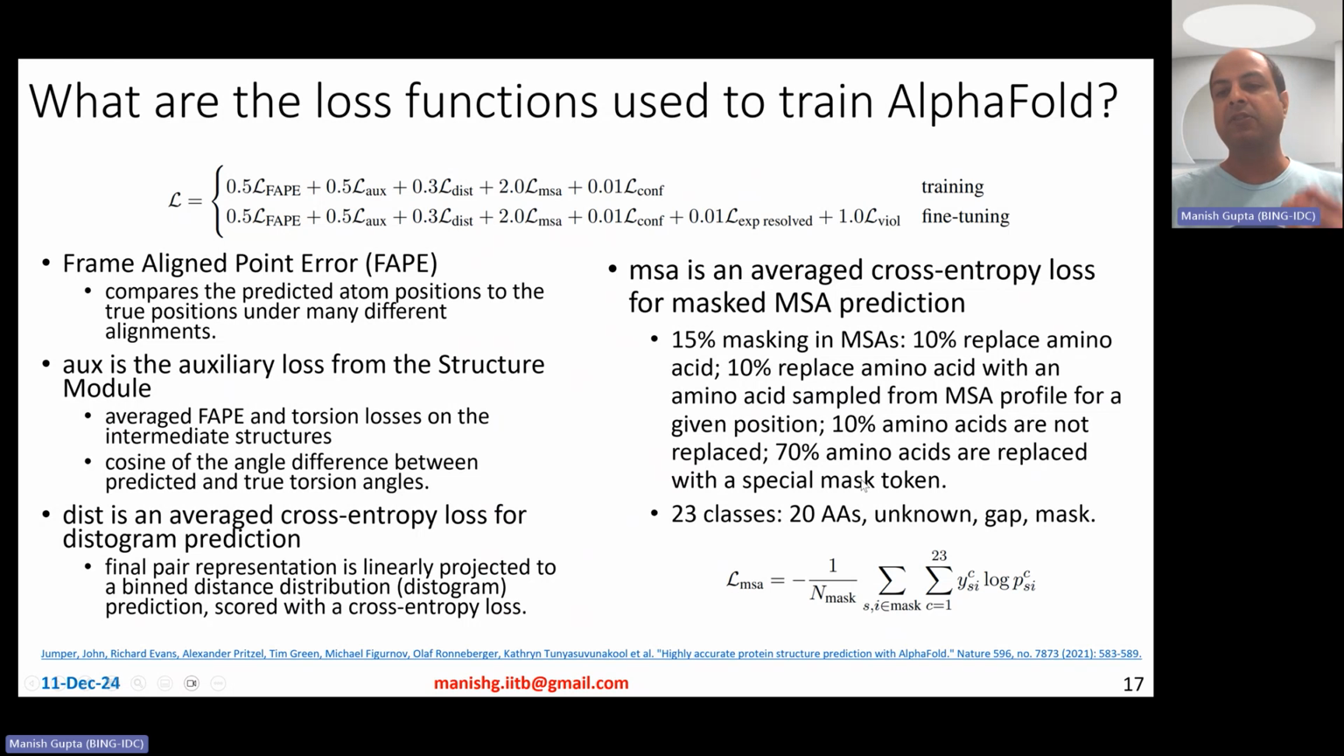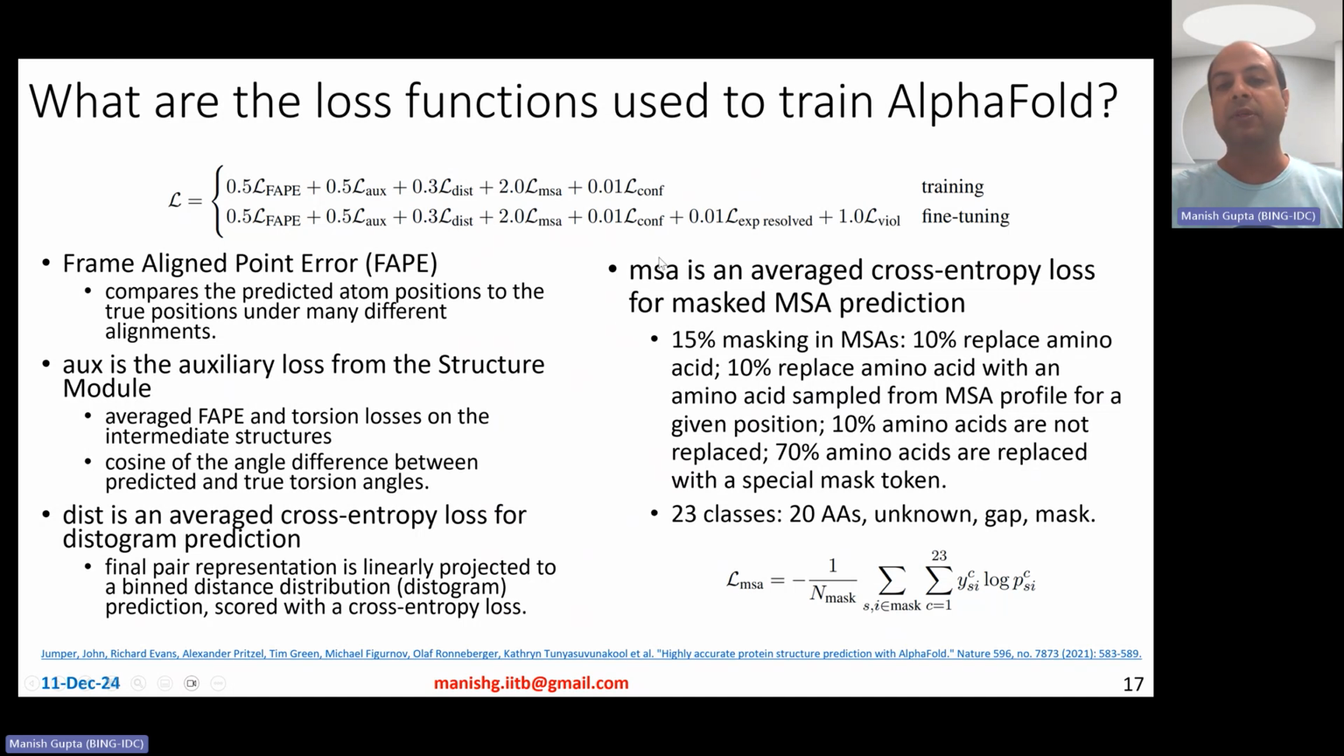Okay, so essentially there's a mask token, there is no replacement, there is a replacement with a global, any random amino acid, and there's a replacement which is locally sensitive. So in that position, what most frequently occurs, you sample from that distribution. So overall, when you're trying to predict the MSA at that position, it could be any of those 20 amino acids, a gap, or a mask. Therefore, it's a 23 class cross entropy loss that you define.